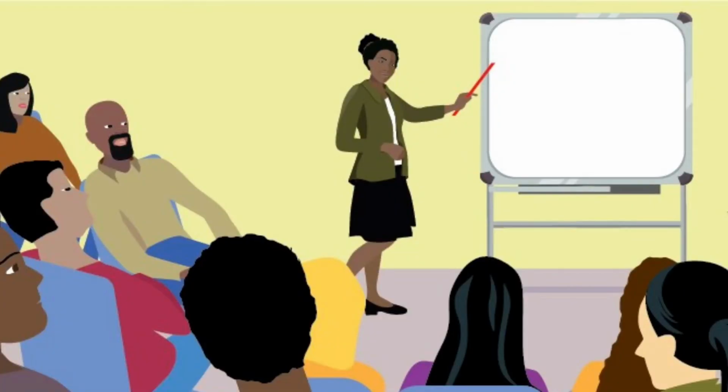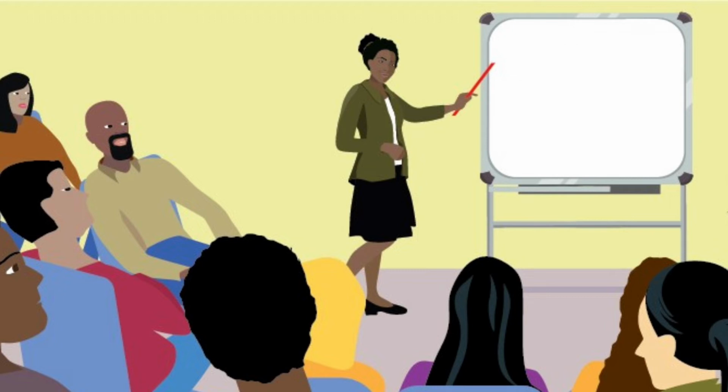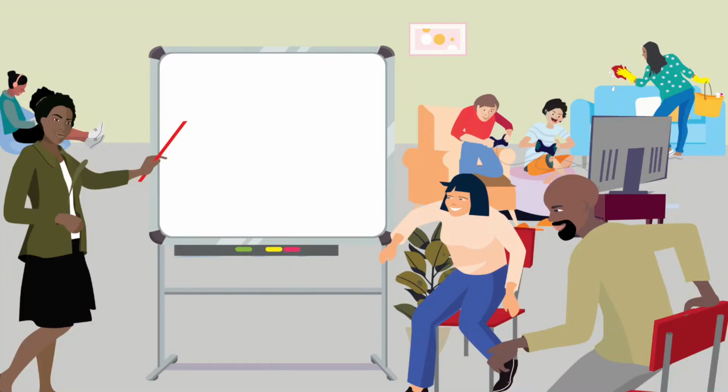In this scenario, Yumi is a staff working in a supported living home that is familiar with the person supported, Darius's, interests and choices. When expanding on preferred activities, it is important for staff to follow the individual's lead. In the following example, Yumi has established sensory play as Darius's most preferred activity at this time. She will engage with him during sensory play with the water bin. Let's watch.